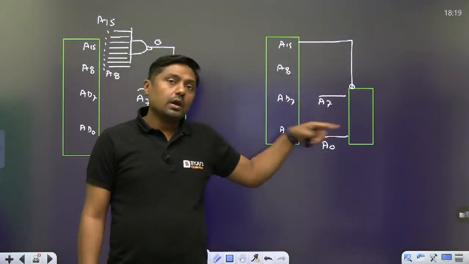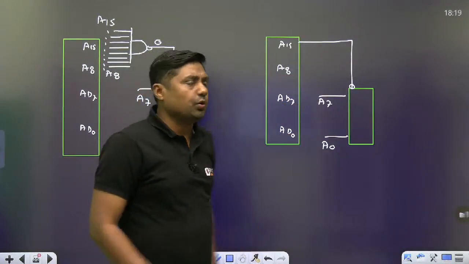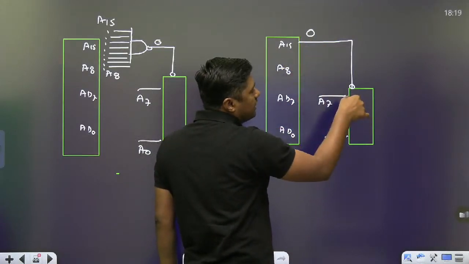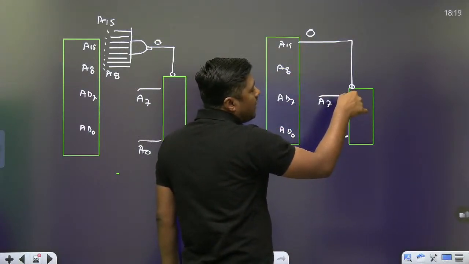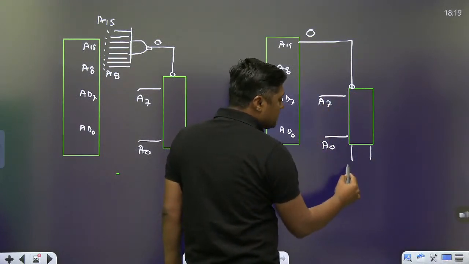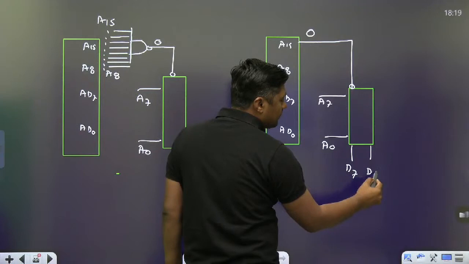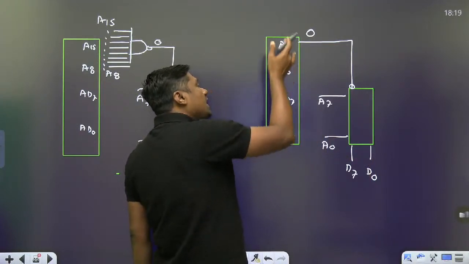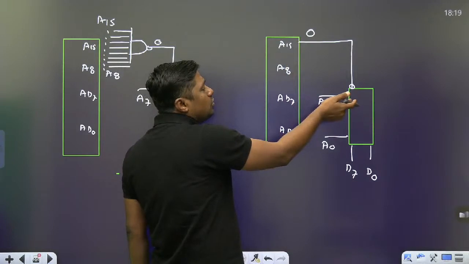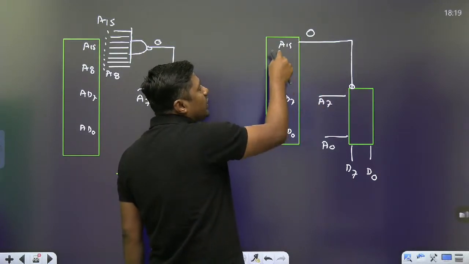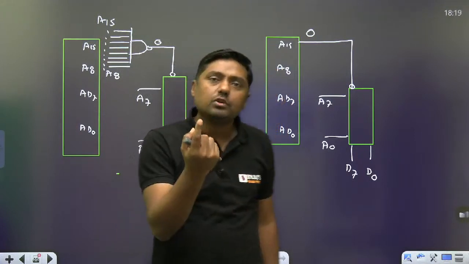But because we have to deal with the one memory only, I am connecting a direct wire. Here only A15 is connected. If the A15 is 0, this will communicate with this memory, and it will take the lower order address, and transfer the data through the data lines. When the A15 is 1, it will not communicate with this. What about the A14 to A8? It does not require, because we have to deal with the one memory.